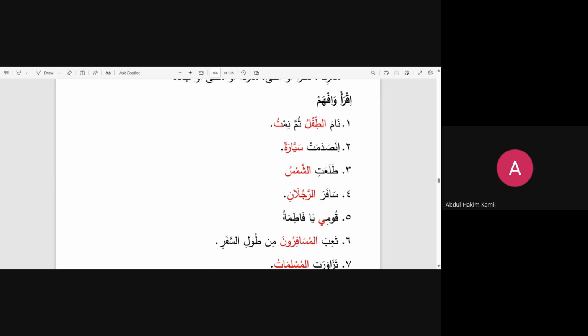Ta'iba al-musafiruna min tul al-safari. What does that mean? From the long travel, the travelers became tired. Not like they are tired. They became tired. Ta'iba. They became tired.